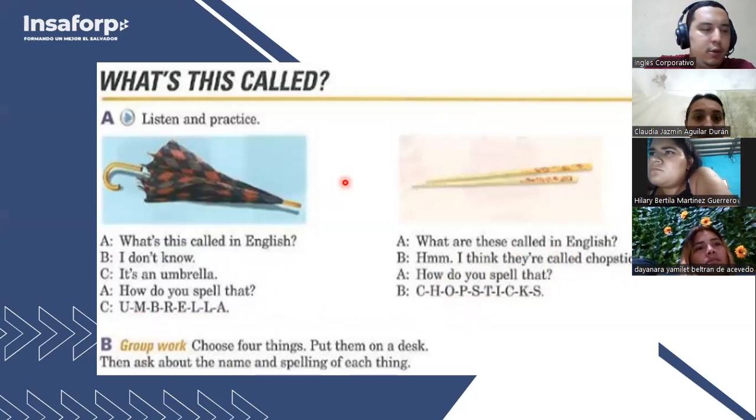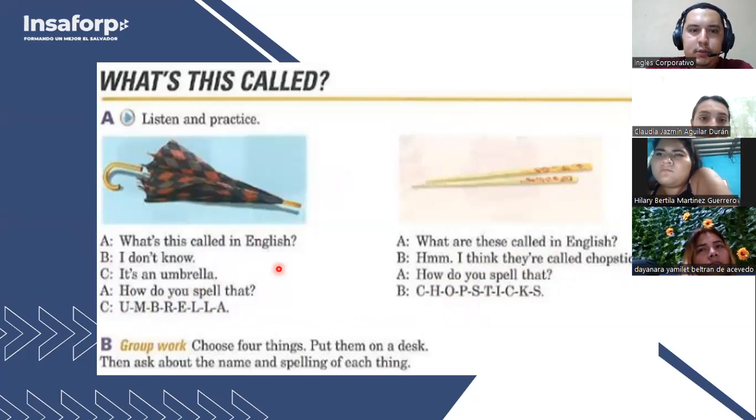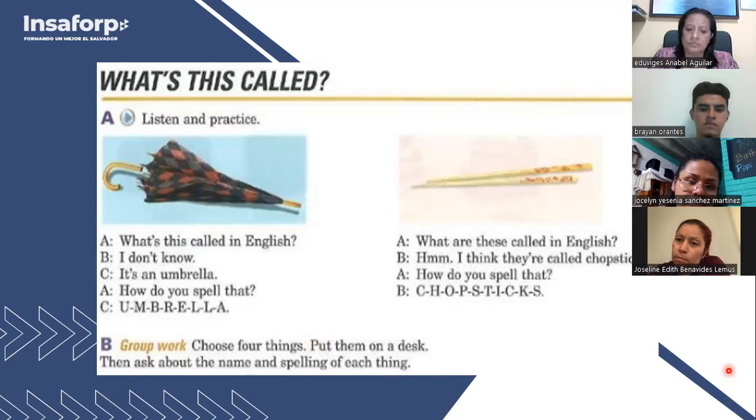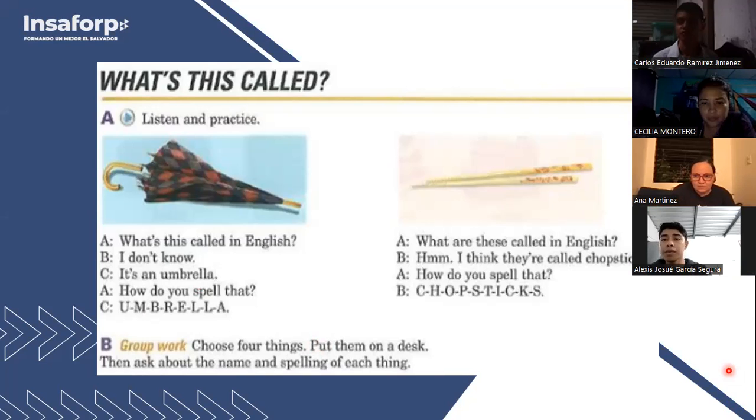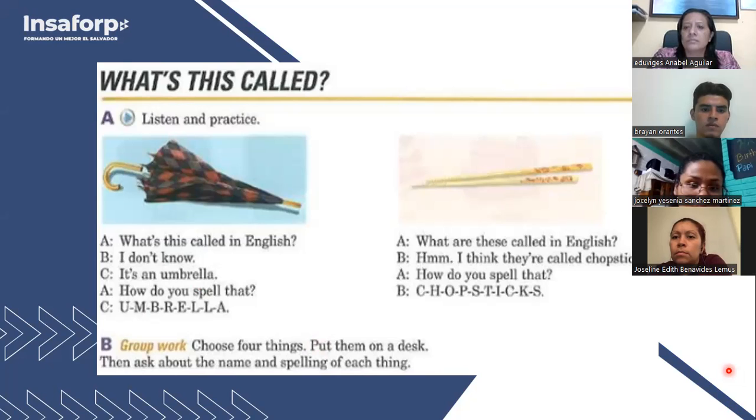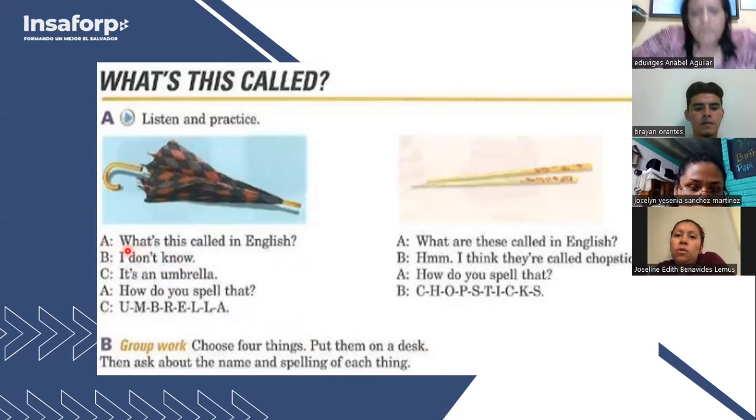Okay, guys, we have two minutes. I don't know who wants to help me to read this one. Who wants to help me to read this one? Just one. Hello. Okay, Jocelyn, Edith, hello. Jocelyn, would you help me to read this one? Read it. Todo o solo la A? Todo. A, B, C.